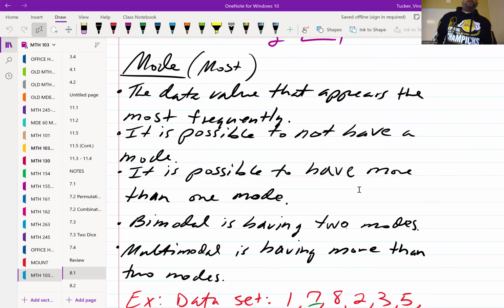Okay. So mode, that's the data value that appears the most. It is possible to not have a mode. It is possible to have more than one mode. Bimodal means you have two modes. Multimodal is having more than two.